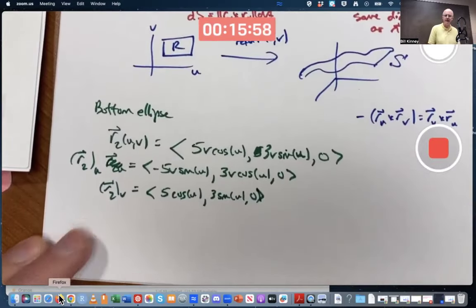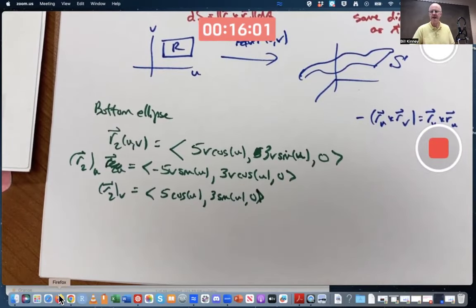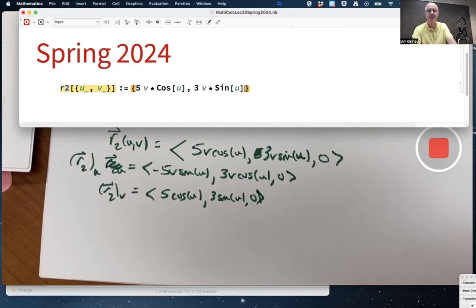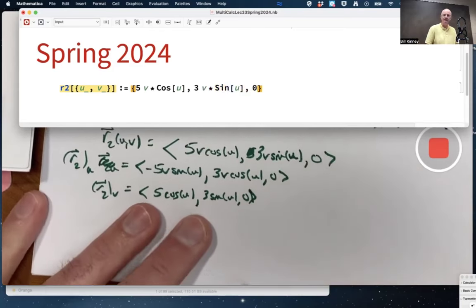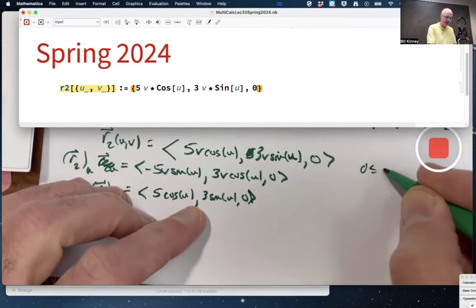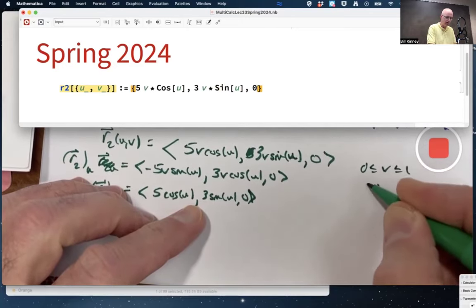Let's go ahead and do that for the vector field from problem 13. It was a simple vector field, just a constant vector field. So R2 of UV is 5v times cos u, 3v times sin u, 0. It's important to specify, and I haven't done it yet, how u and v vary. When you do it this way, v varies between 0 and 1, and u is like an angular coordinate, varying between 0 and 2 pi.